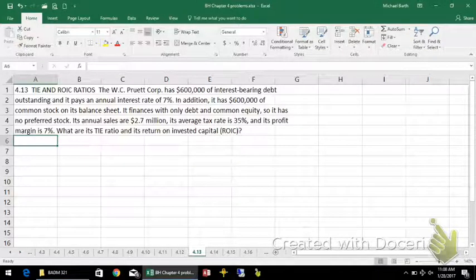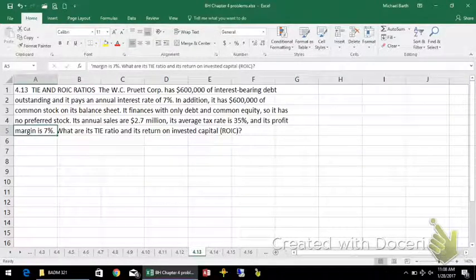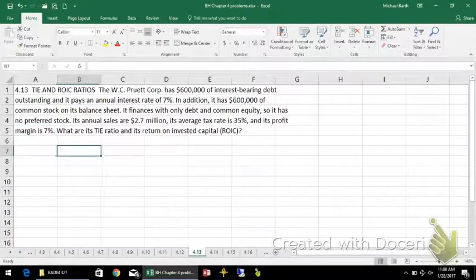This is problem 4.3 from Chapter 4, Brigham and Houston, Fundamentals of Financial Management, Concise 9th edition. And the question we're trying to calculate is the TIE ratio and the return on invested capital ratio after we're given a bunch of information. The easiest way to do these problems is start writing down everything you know.